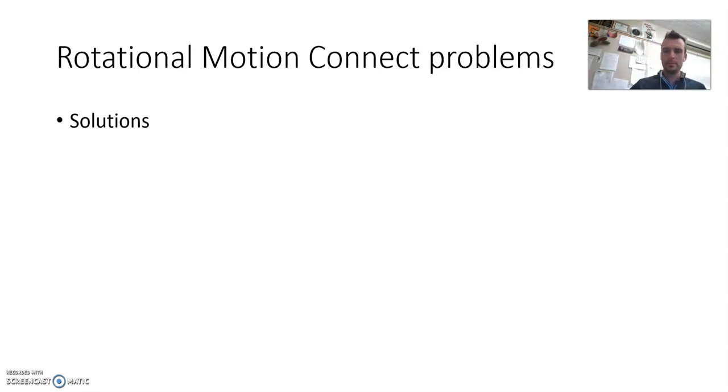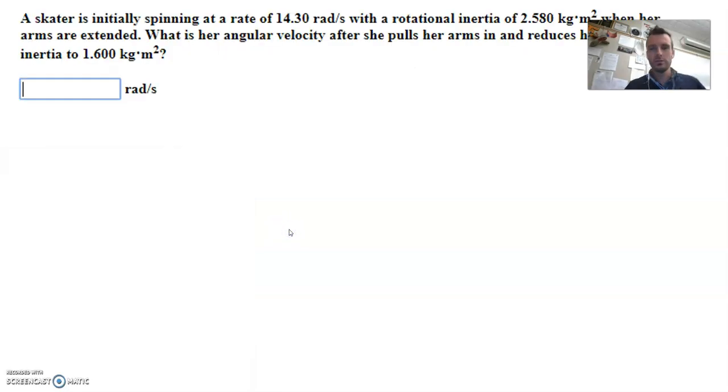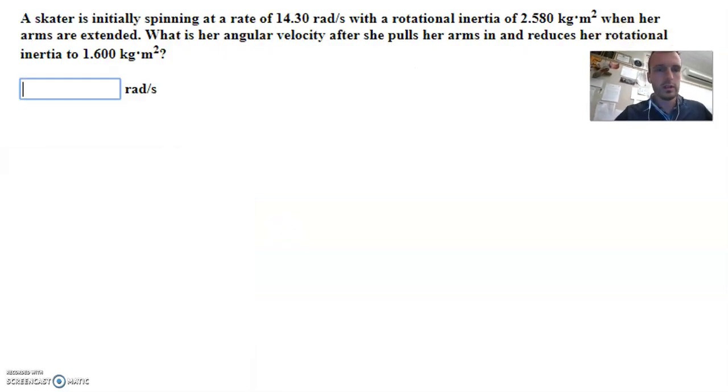Man, it's been a minute, but let's get in on some AP Physics rapid fire for your rotational motion practice problem. So here we go. All right, we have a skater spinning at this rate with the rotational inertia of this when her arms are extended. What's her angular velocity after she pulls her arms in and reduces her rotational inertia to this?